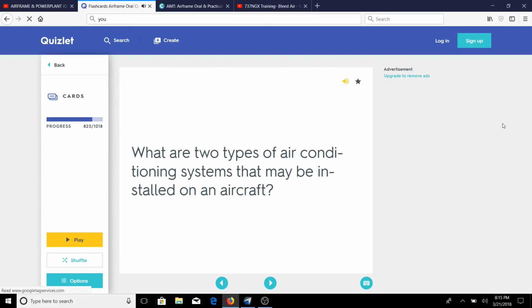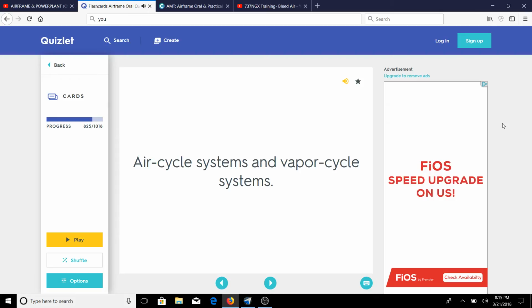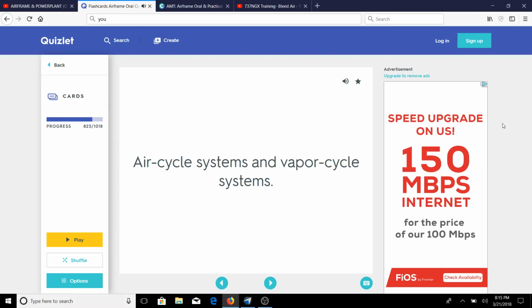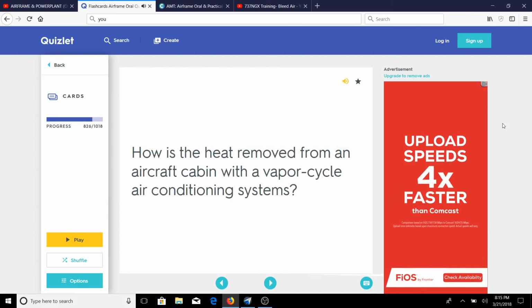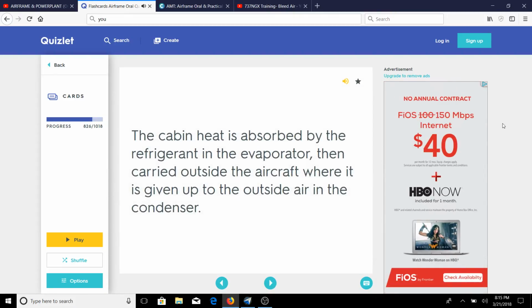What are two types of air conditioning systems that may be installed on an aircraft? Air cycle systems and vapor cycle systems. How is the heat removed from an aircraft cabin with a vapor cycle air conditioning system? The cabin heat is absorbed by the refrigerant in the evaporator, then carried outside the aircraft where it is given up to the outside air in the condenser.